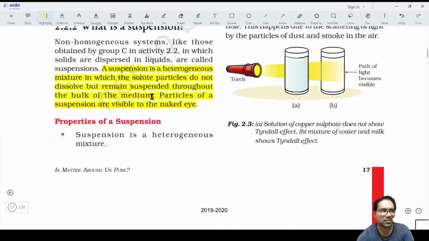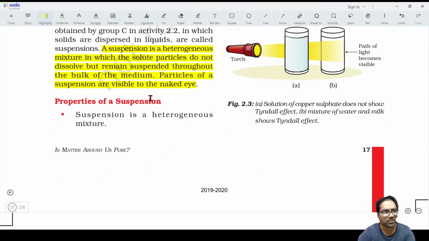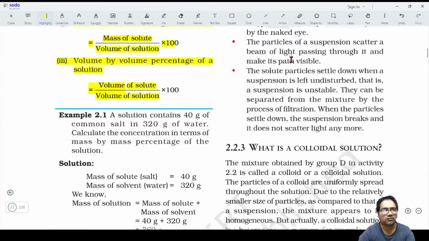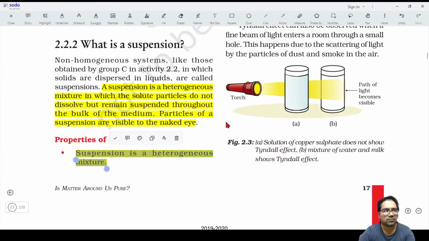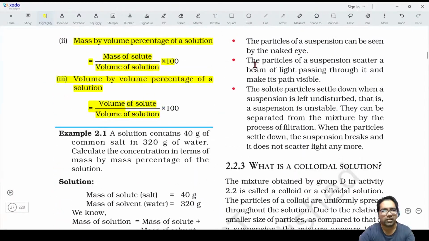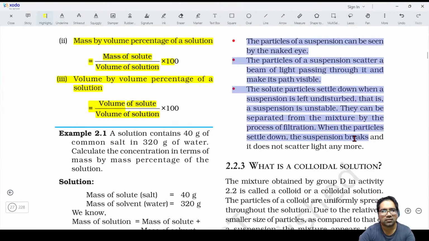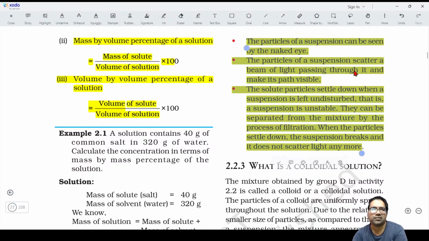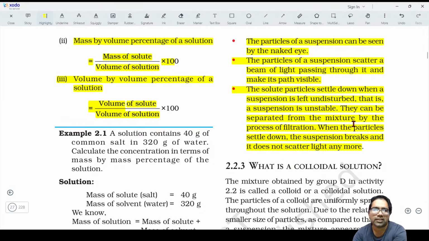Now, this is about suspension. What are the properties of a suspension? It is a heterogeneous mixture. It is visible to the naked eye. It scatters a beam of light, so the Tyndall effect happens. Its particles can be separated by the process of filtration. It is unstable, because if you leave it alone, the particles will drop to the bottom, and that's why you can separate them using filtration.